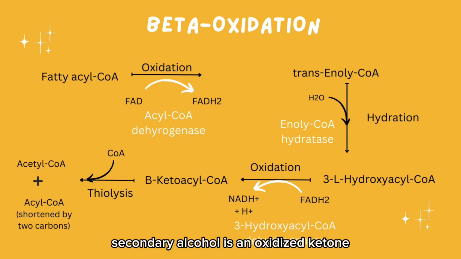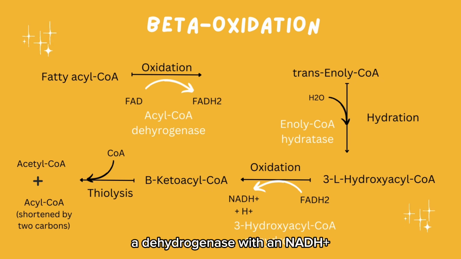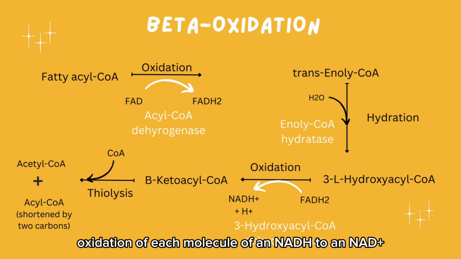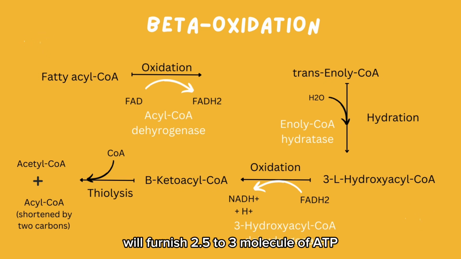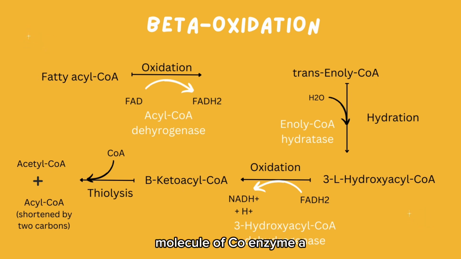Secondary alcohol is then oxidized to a ketone by the beta-hydroxyacyl-CoA dehydrogenase with NAD+ acting as the oxidizing agent. The oxidation of each molecule of NADH to NAD+ by electron transport chain will furnish 2.5 to 3 molecules of ATP. Final reaction is cleavage of beta-ketoacyl-CoA by a molecule of coenzyme A. The products are acetyl-CoA and fatty acyl-CoA that has been shortened by 2 carbon atoms. Reaction is catalyzed by the thiolase. Shortened fatty acyl-CoA is then degraded. Repetitions of these 4 steps will result in molecules of acetyl-CoA.